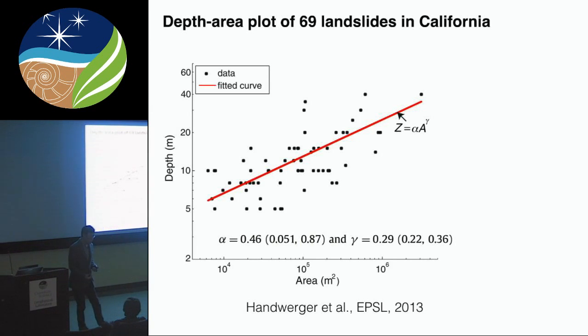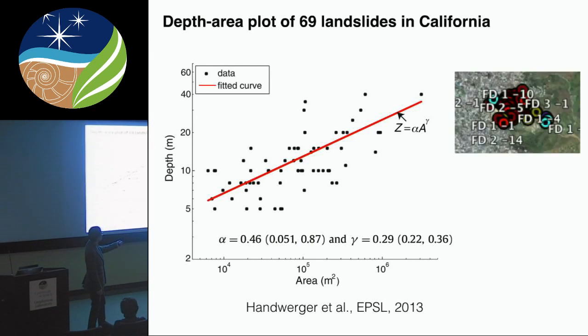So we use empirical measurements to constrain this depth. By this Henweger et al. paper, they document landslides in the world, and they found there's a relationship between the landslide depth and the landslide area. So you can see there's a correlation between area and then depth.